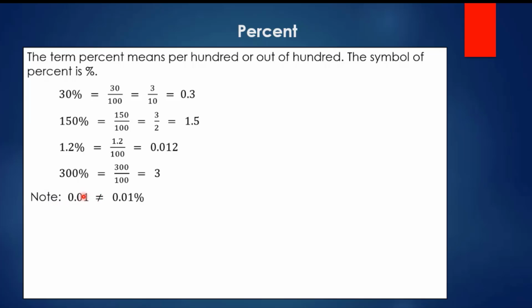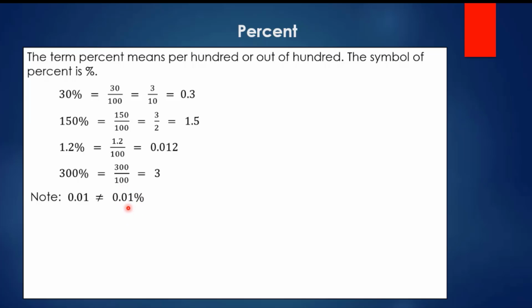So note, 0.01 is not the same as 0.01%. This one is 0.01, while this one is 0.01 over 100, so they are not equal. When you see percent with it, then it becomes something different. So 0.01 and 0.01% are not equal. This is 0.01 over 100, which will give you 0.0001.